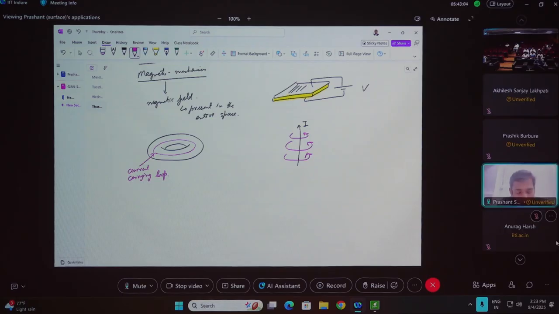You can also apply a magnetic field by putting in a permanent magnet. You can put a permanent magnet, and that creates magnetic field lines.